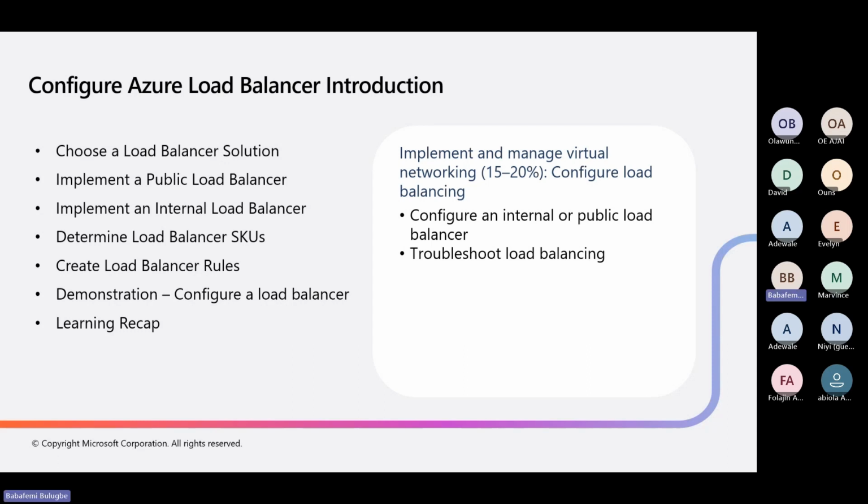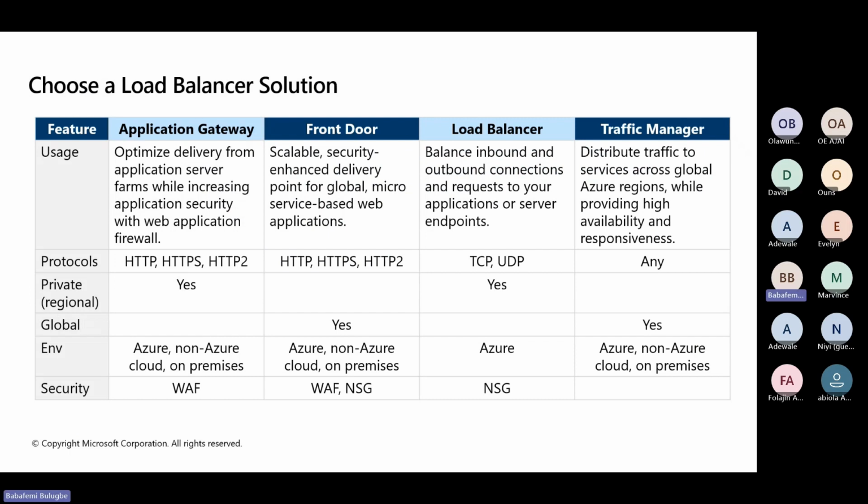Then how do we now direct this traffic to this workload? How do we direct this traffic to our application? So we need what we call a load balancer rule, and that's what we'll be talking about under create load balancer rule. Then the demonstration is maybe to configure a load balancer, then we do a recap. So these are different load balancer solutions that you can choose from.